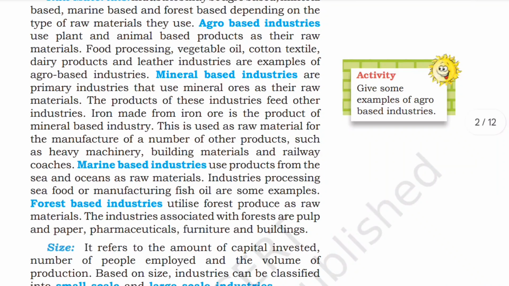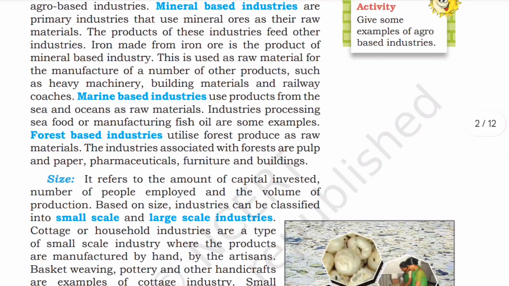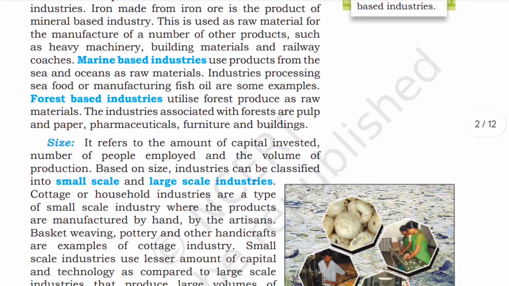Mineral-based industries are primary industries that use minerals as their raw material. The product of this industry feeds other industries. Iron made from iron ore is the product of a mineral-based industry. This is used as a raw material for the manufacture of a number of other products such as heavy machinery, building materials, and railway coaches. Marine-based industries use products from the sea and ocean as a raw material. Industries processing seafood and manufacturing fish oil are some of the examples. Forest-based industries utilize forest produce as a raw material. The industries associated with forests are pulp and paper, pharmaceuticals, furniture, and buildings.